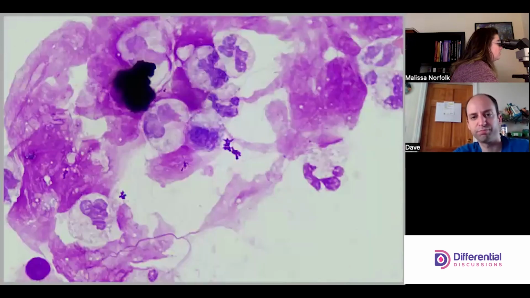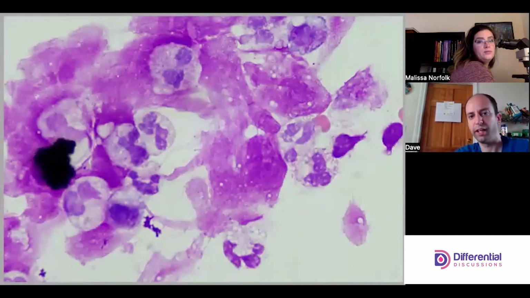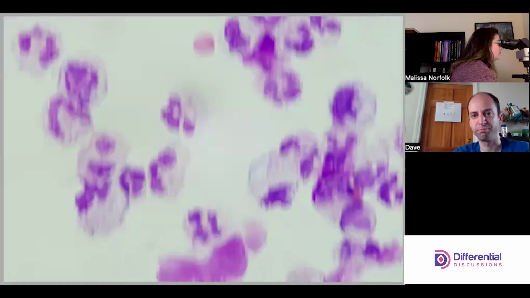Again, just checking out the clump to see if there's anything here. Areas of gunk like this in a BAL are not uncommon. Nothing to be alarmed about.